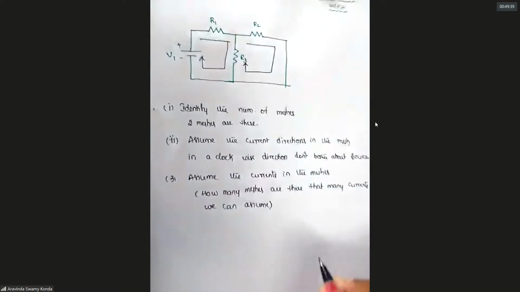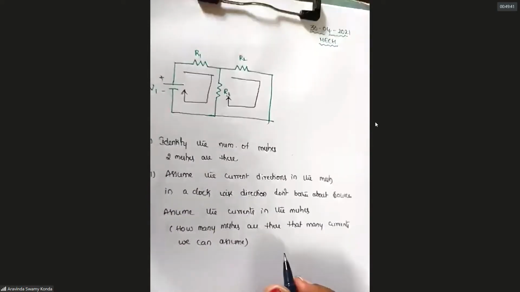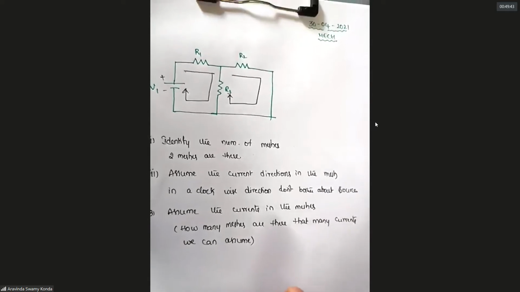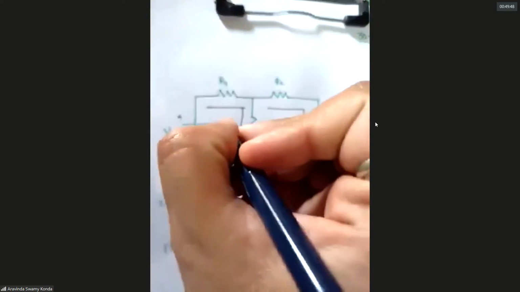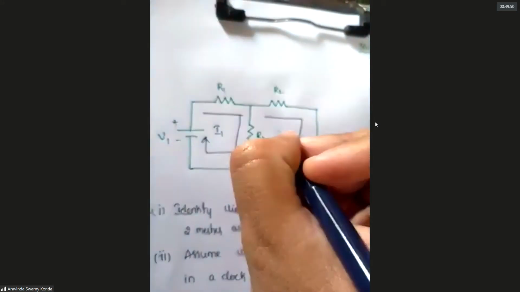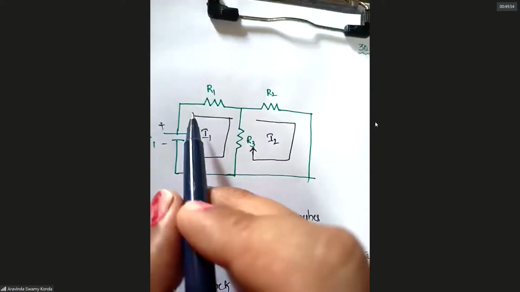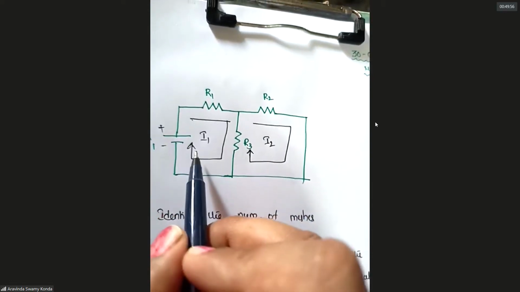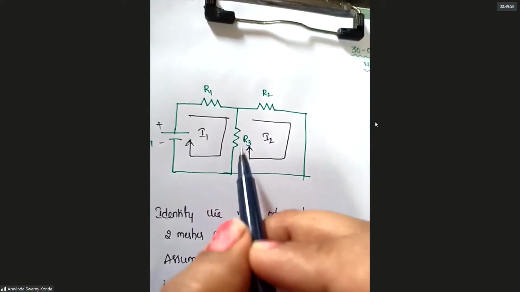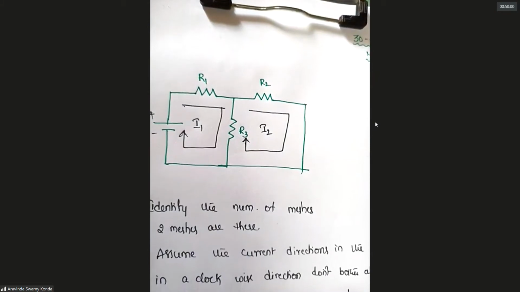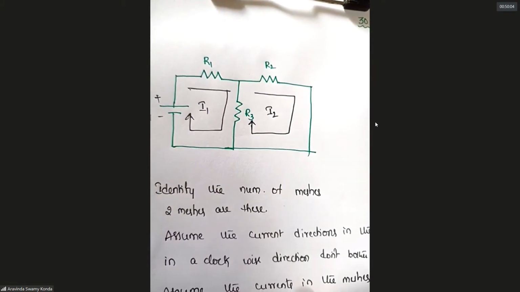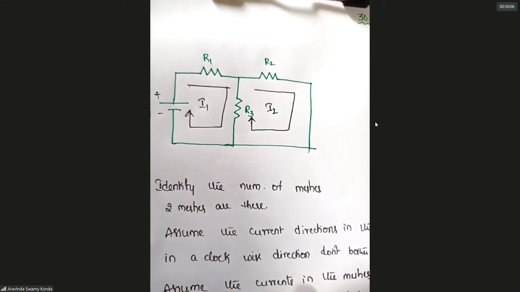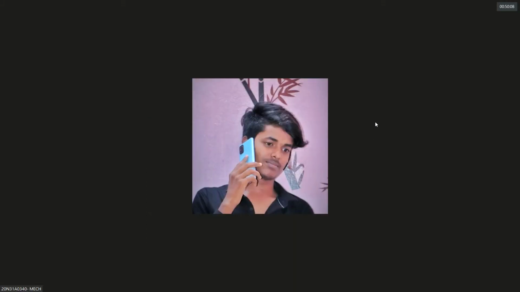So how many meshes are there? Two meshes. So how many currents can we assume? Two currents. That is nothing but the I1 current and the I2 current. We are assuming that the I1 current is flowing in the first mesh and the I2 current is flowing in the second mesh. We are assuming like that only. Am I clear? Yes or no?